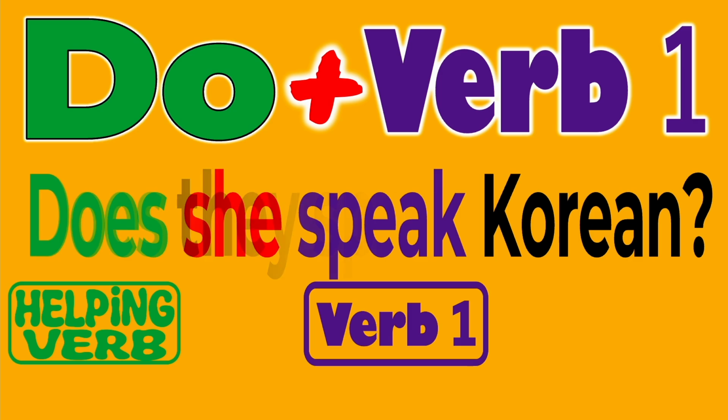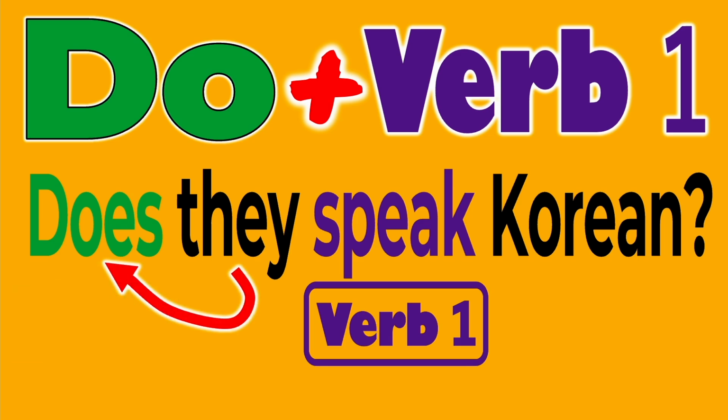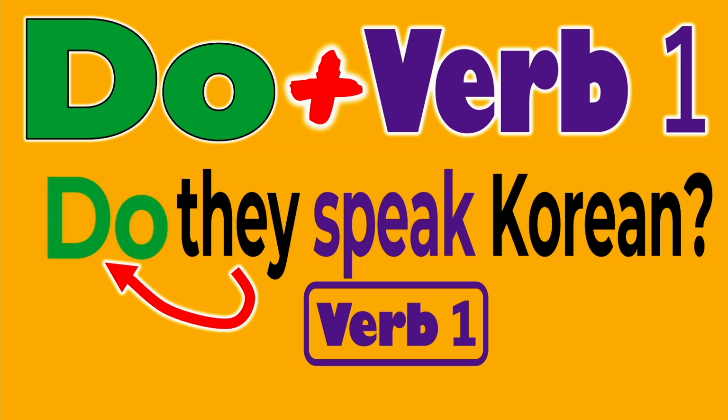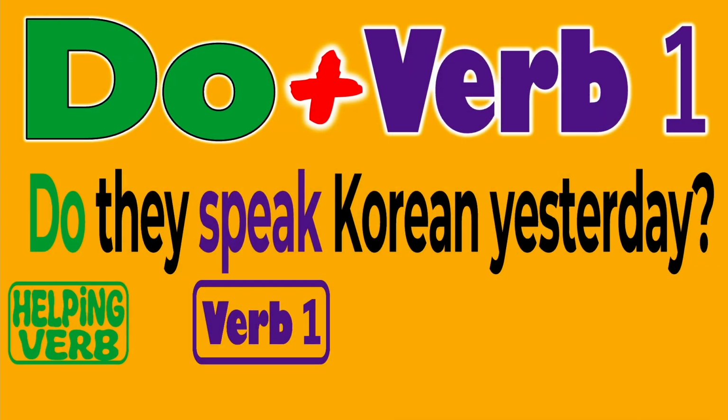Let's make a small change. Let's take out she. What about they? Does they speak Korean? Hey, wait a minute. This is a problem. Take they backwards. Do we say they does? No. We say they do. So we're going to change this one to a do. Do they speak Korean? I, you, he, she, they, we, whoever is in that position is going to change the helping verb.